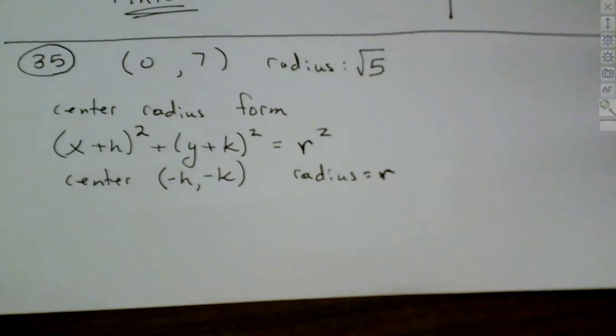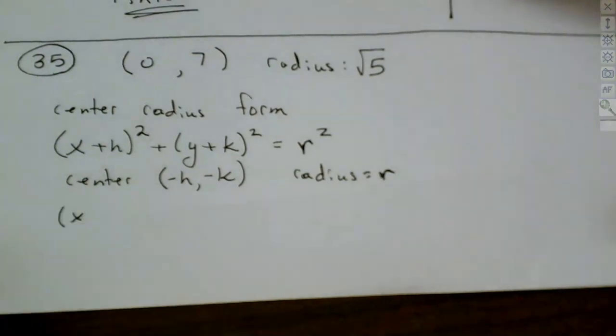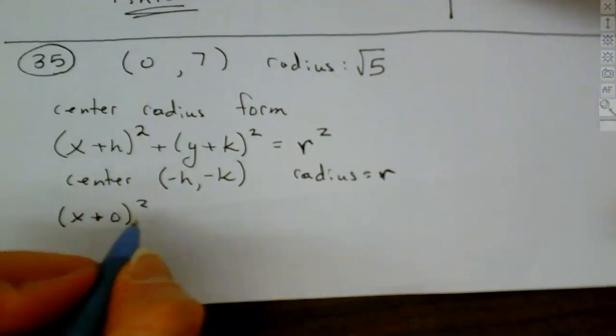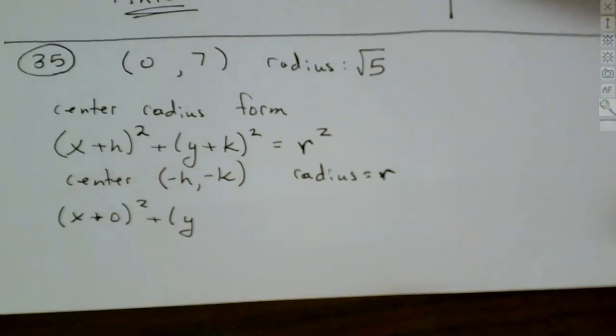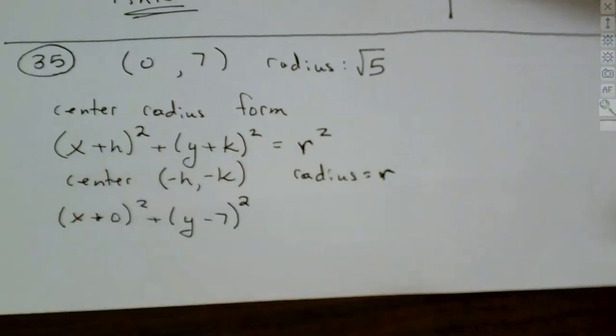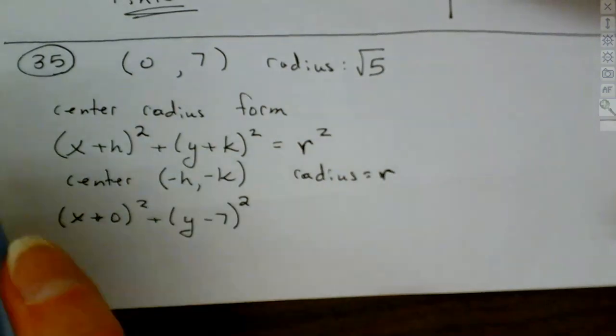Now, what goes in here? When we bring it down, we have an x plus 0, quantity squared, which we'll deal with in a moment. Now, here's where students make a mistake. It is y minus 7. Why is it y minus 7? Because when you go from the center radius form to the center, what do you do? Switch the signs.